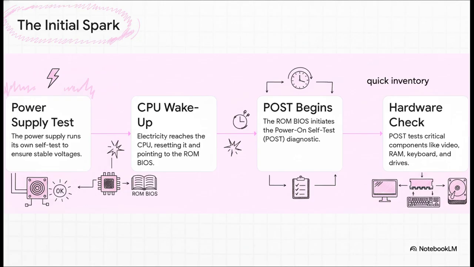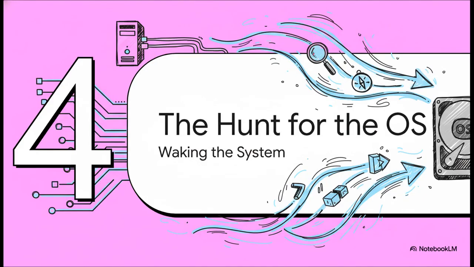It does a super quick inventory, checking to make sure its brain, its memory, and all its senses are connected and working properly before it even tries to do anything else. So, the hardware check is complete. The machine now knows all its parts are in working order. What's its next mission? Well, it's to find the master set of instructions, the operating system, that will tell it how to actually be a computer. The hunt for the OS has begun.